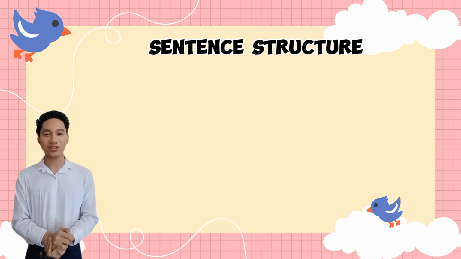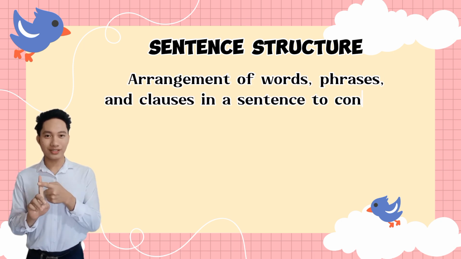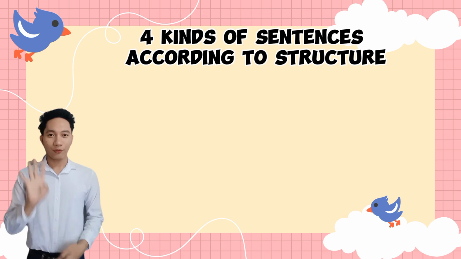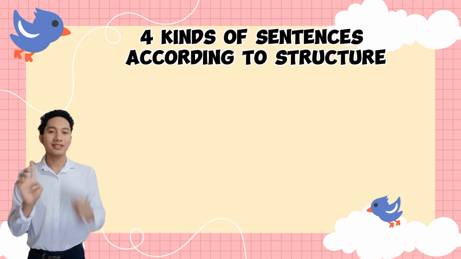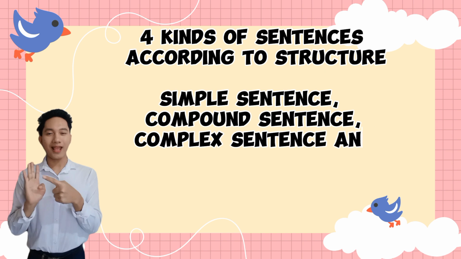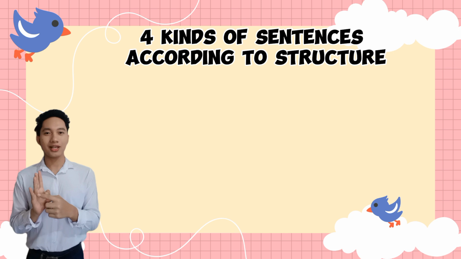Okay, so I think you are ready for our new topic, which is sentence structure. So what do you think is a sentence structure? Well, sentence structure refers to the arrangement of words, phrases, and clauses in a sentence to convey a complete thought. There are actually four kinds of sentence according to structure, which are simple sentence, compound sentence, complex sentence, and lastly, compound-complex.